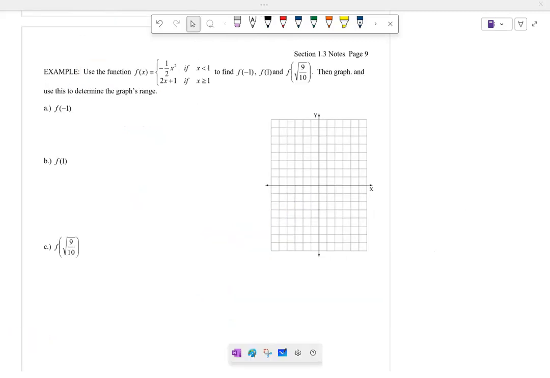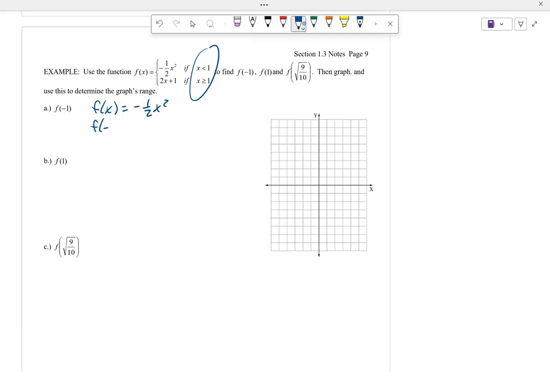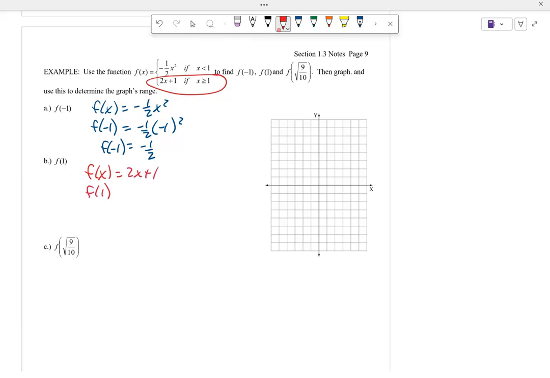So here we got a new piecewise defined function. We got f of negative 1. So I got to decide, is negative 1 less than 1 or is negative 1 greater than or equal to 1? Hopefully you know negative 1 is less than 1, so I'm using the top one, negative 1 half x squared, when I plug in negative 1. And we know negative 1 squared is positive 1, so negative a half times 1, negative a half. F of 1, is 1 less than 1 or greater than or equal to 1? Well, hopefully you know that that is greater than or equal to 1, so we're using that bottom one when we plug 1 in. So we got 2 plus 1, we got 3. So f of 1 is 3.